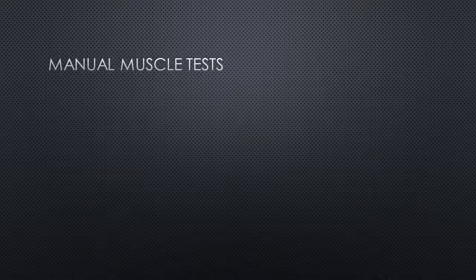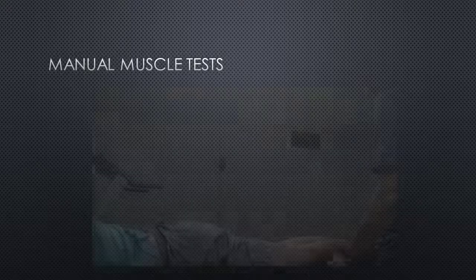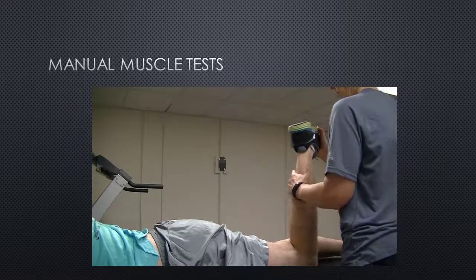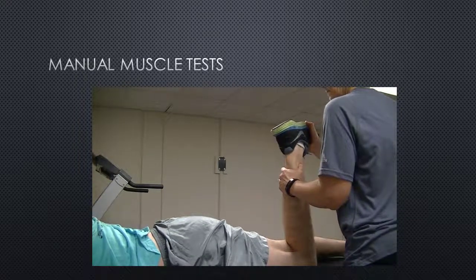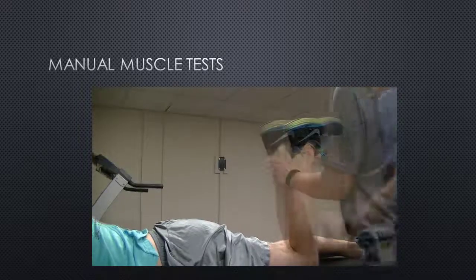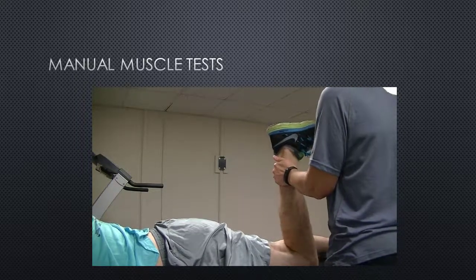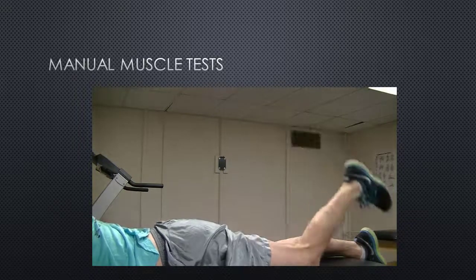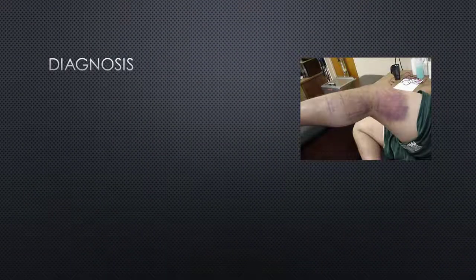Manual muscle testing, we're going to want to test both the medial and lateral hamstrings. We will do this by internally rotating the tibia for the semimembranosus and semitendinosus, and externally rotating the tibia for the biceps femoris. Diagnosis is going to be clinical, although an MRI may be used to determine how extensive the muscle has been damaged, and treatment will be conservative.